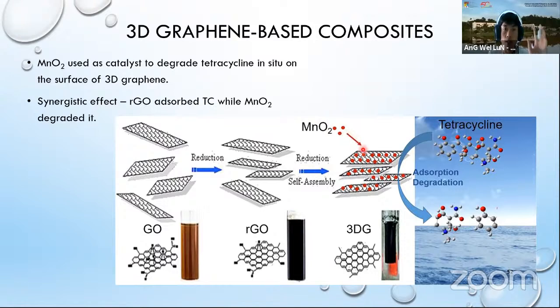So you see the advantage of this 3D graphene composite is that the 3D graphene is providing a framework for the functionalization of other nanoparticles to provide a synergistic effect. The graphene oxide will absorb the tetracycline, and then the magnesium oxide photocatalyst on the surface will degrade it. So it's a synergistic effect.